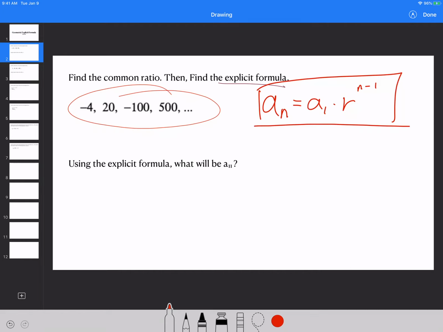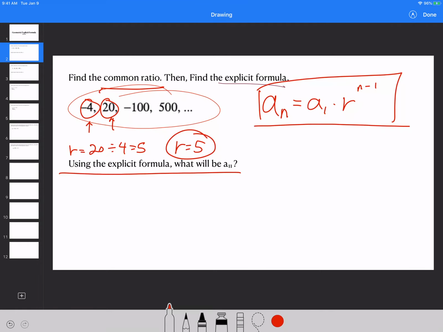Now, I'm talking about the common ratio here. To find the common ratio, you can simply take any two subsequent terms in the sequence and divide the right-hand side by the left-hand side. 20 divided by 4 is 5, so my common ratio is simply 5. Using the explicit formula, we will find the 11th term of the sequence.